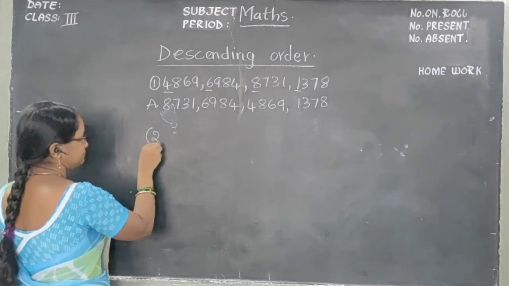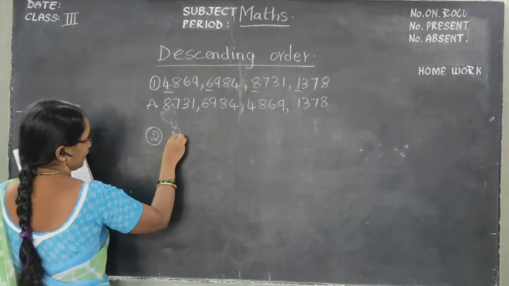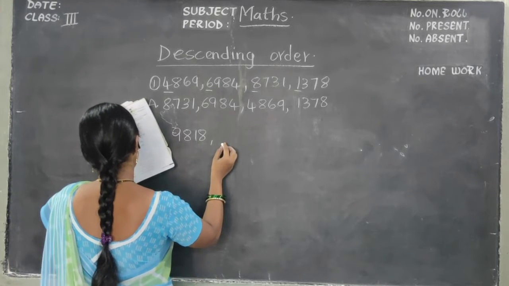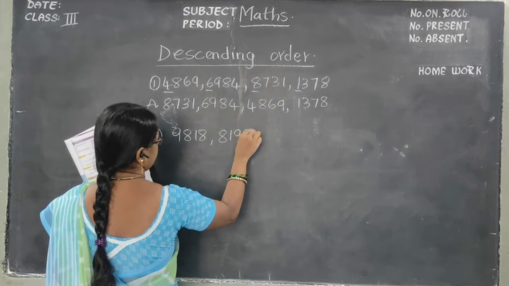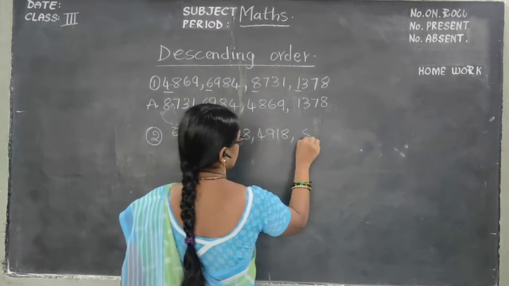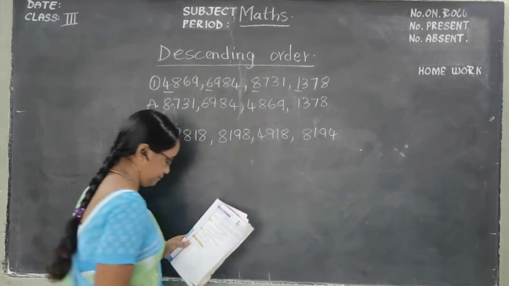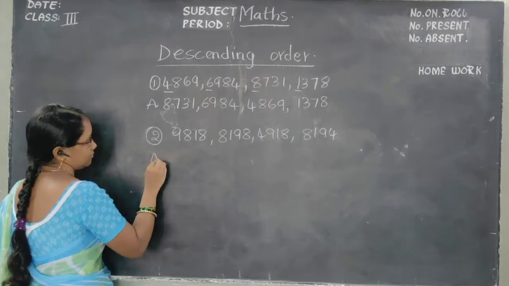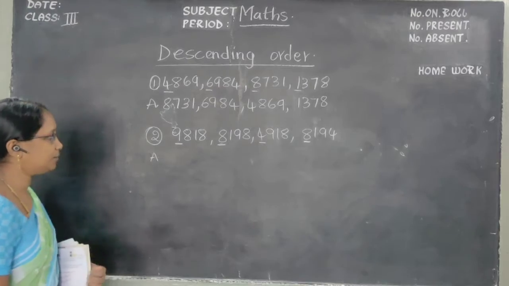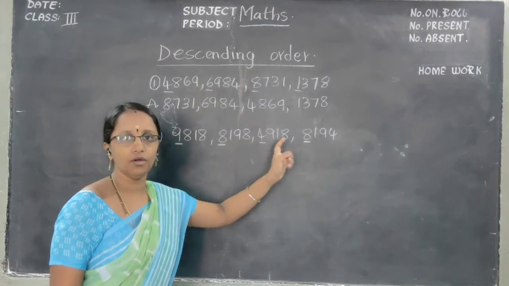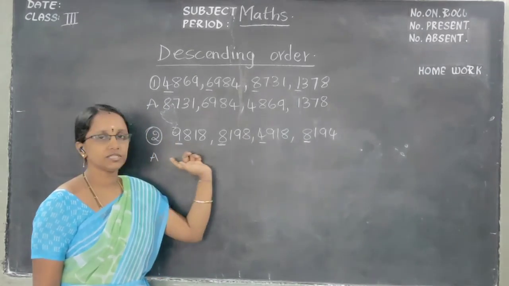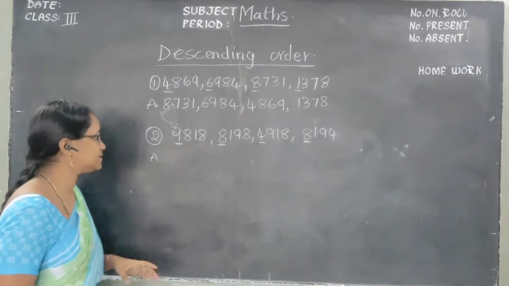Now see the second one: 9,818, 8,198, 4,918, 8,194. Now see, same thing, first number underline and see. So what are the numbers? 9, 8, 4, 8. In this, which is the big number? Yes, 9 is the big number.